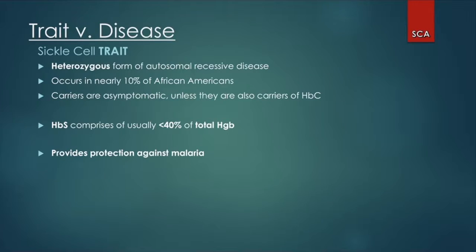So, trait versus disease. First, we're going to talk about the trait. It is the heterozygous form of the autosomal recessive disease of sickle cell. It occurs in nearly 10% of African Americans. That is a huge portion of African Americans that are probably walking around with a sickle cell trait and are unaware of it. They are typically asymptomatic unless they also have hemoglobin C. Hemoglobin S comprises usually less than 40% of the hemoglobin in sickle cell trait. Strangely enough, it actually protects against malaria.